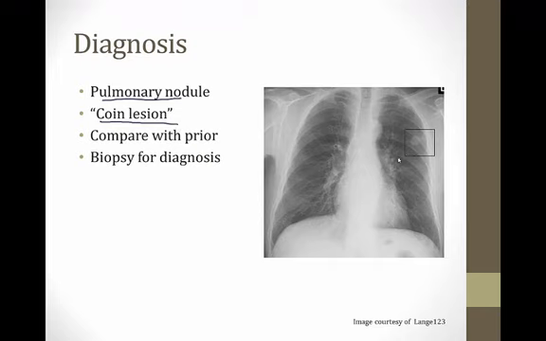This is an example of one over here. Inside this black box, you see that there's this white area on the chest x-ray. It's subtle, but you can clearly see it's different from the right lung. There isn't anything like that present over here. And that's what a pulmonary nodule looks like on chest x-ray.